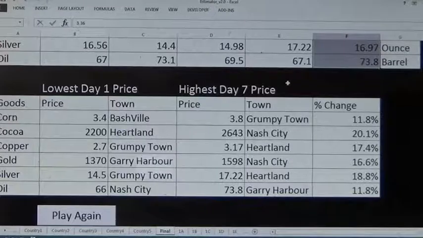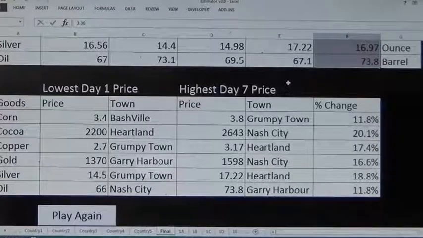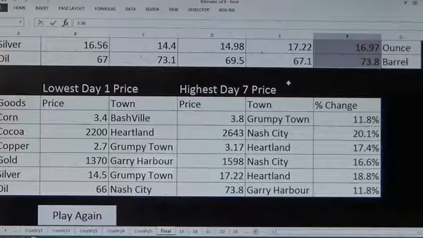And here we have the highest prices. This is ideally where you want to sell it. Of course you don't know, because the numbers are generated, but you'll have an idea based on the minimum, max, and mode. So we have, let's say for example, Grumpy Town for corn, and you made a gain of 11.8% on your sale.